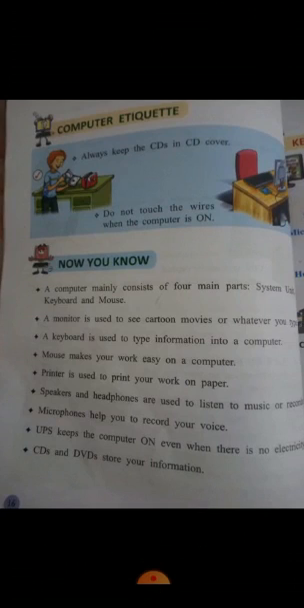So, you understand? First, a computer mainly consists of four parts. How many parts does a computer have? System unit, monitor, keyboard and mouse. Next, a monitor is used to watch cartoons, movies and whatever you type. Third, a keyboard is used to type your information. You can type on the keyboard, and what you type you see on the monitor screen.